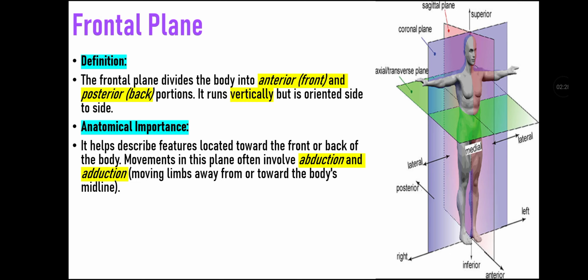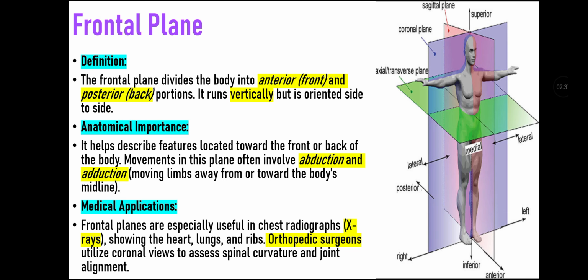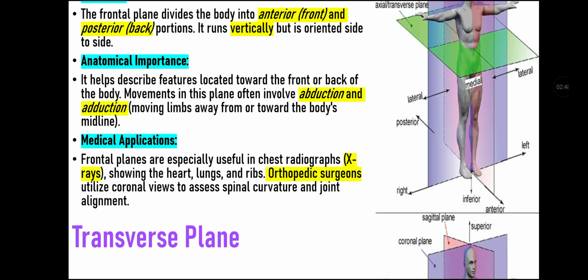Movements in this plane often involve abduction and adduction, that is, moving limbs away from the body or towards the midline. Talking about medical applications, the frontal plane is especially useful in chest radiographs, like X-rays, showing the heart, lungs, and ribs. Orthopedic surgeons utilize the coronal view to assess spinal curvature and joint alignment.